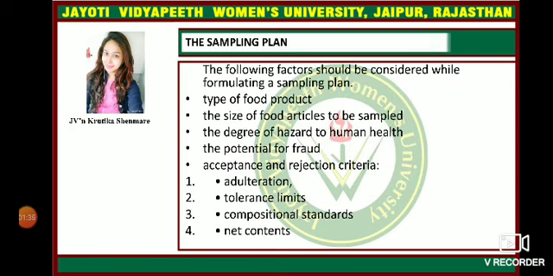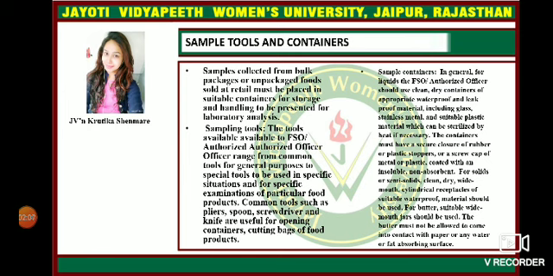The sampling plan. The following factors should be considered when formulating a sampling plan: the type of food product, the size of food articles to be sampled, the degree of hazard to human health, where the hazards can be chemical, physical or biological, the potential for fraud, and the acceptance and rejection criteria. The acceptance and rejection criteria is based on the following four points: adulteration, tolerance limit, compositional standards, net content.